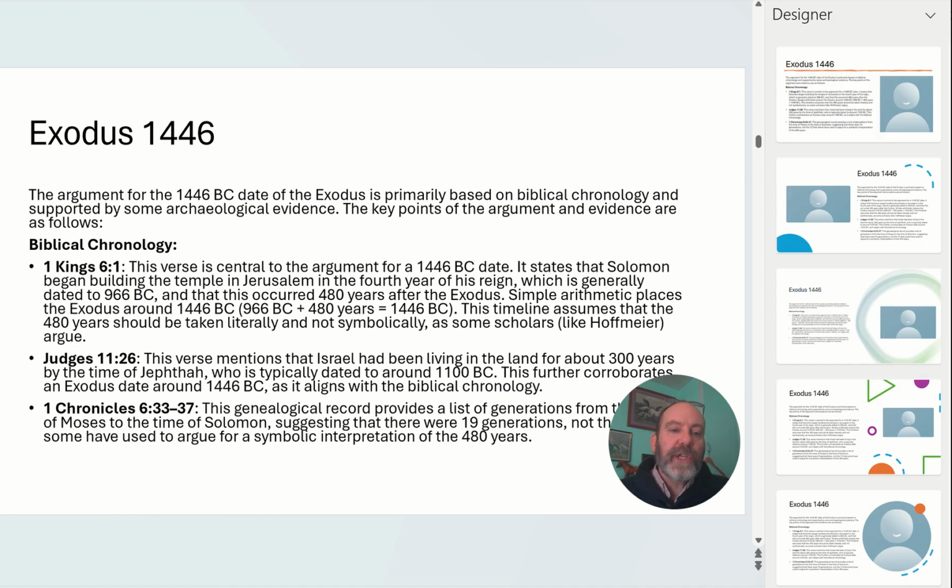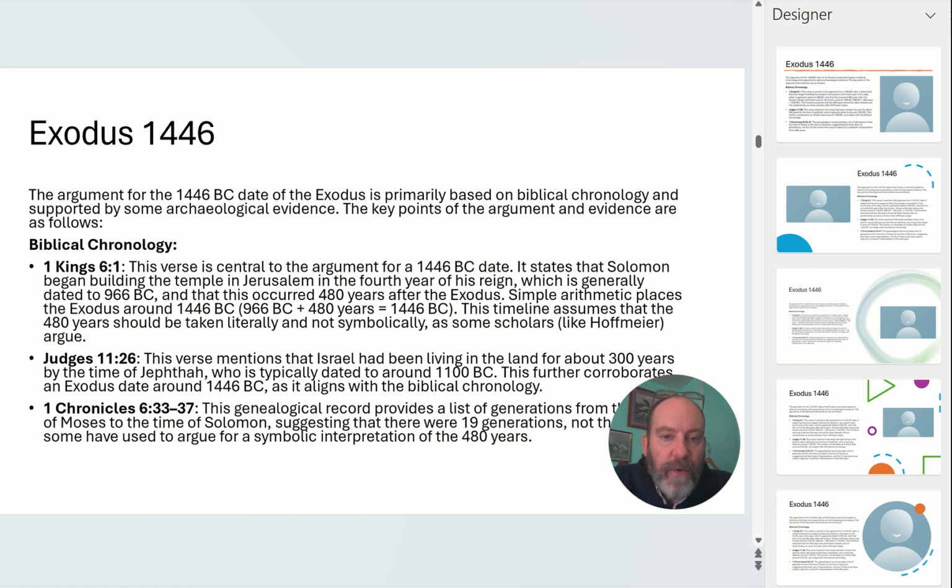So the most common date for the Exodus among people who take the Bible seriously is 1446. Maybe just to pause for a second, those who take the Bible less seriously take a later date and use Ramesses II. But I'll get into that. But it's a much later date, so it's a problem.